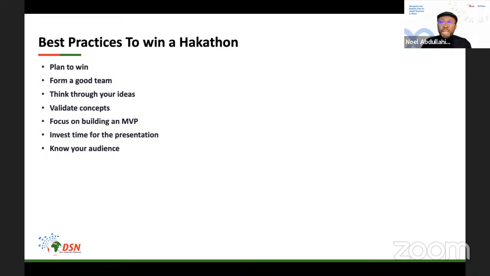And of course, all your ideas, it's very important that you think through your ideas. Focus on the main problem statement. Who is the end user? What is your hypothesis? What problem are you trying to solve for them? Those are things that you need to think through, which we've talked about when it comes to critical thinking.